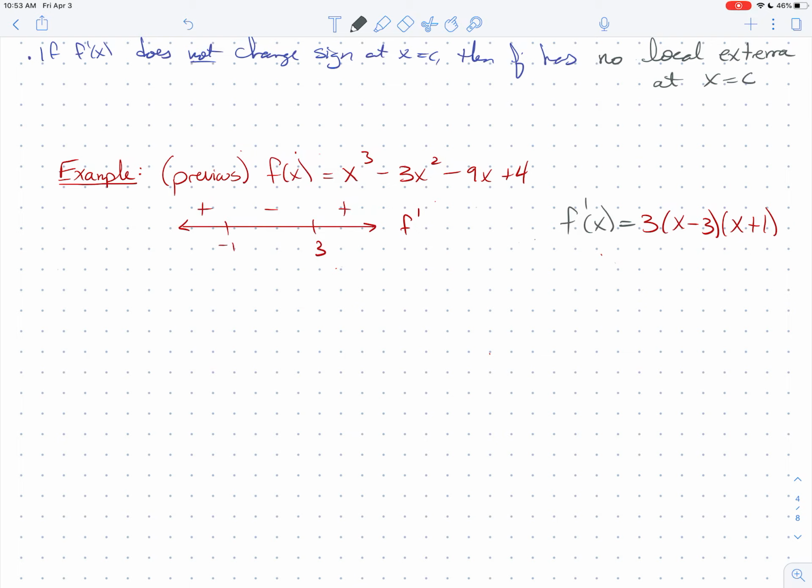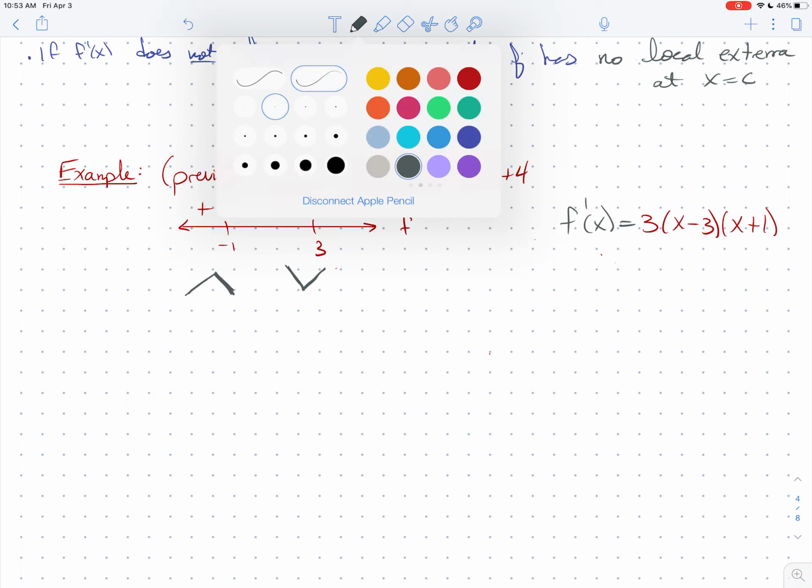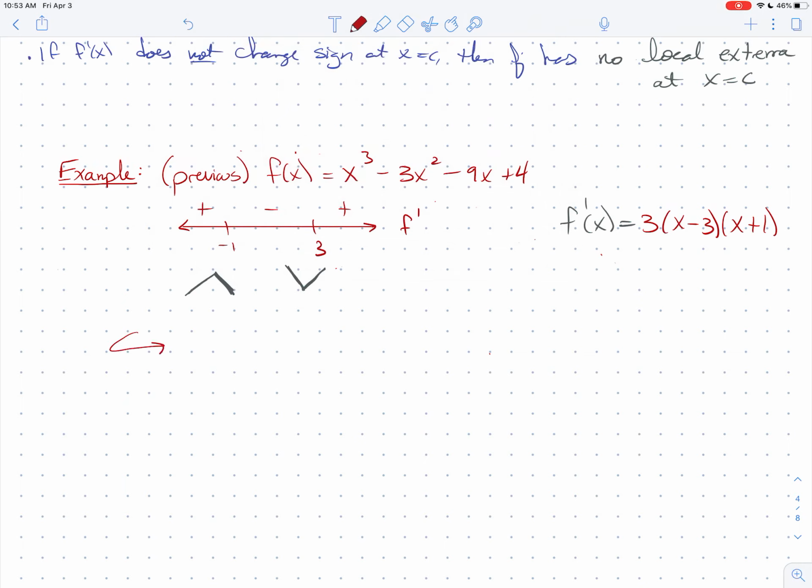And so I'm actually going to use my pictures here to help me see it. Look, f prime is positive on this side of minus 1, and it's negative on that side. And then it's negative on this side of 3, and it's positive on that side of 3. So the same computation actually tells me that, thus, f has a local max at x equals negative 1 and a local min at x equals 3.